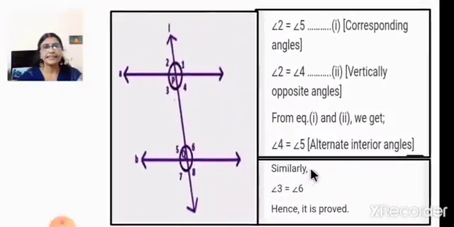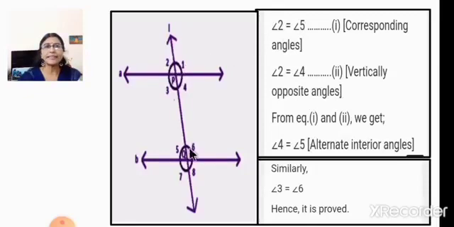Here you can see these two lines, A and B, which are cut by a transversal L. And here you can see 4 angles are formed, and here another 4 angles are formed. Now we are going to prove that alternate interior angles are equal. So we'll start like this: angle 2 is equal to angle 5. So let us take this angle first.